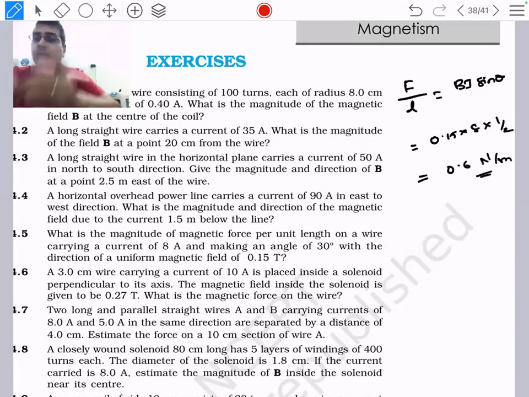Here we need not be concerned about direction because nothing is mentioned about the direction of current and magnetic field. So we need not find it.